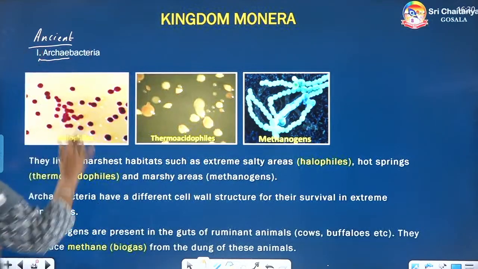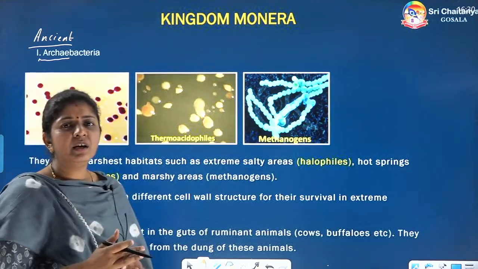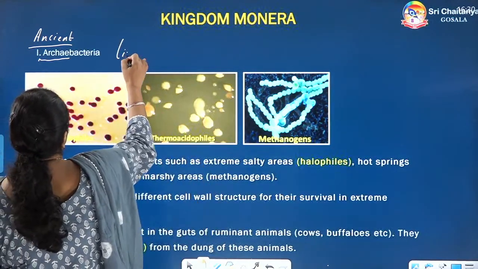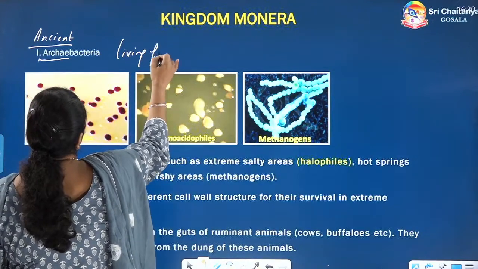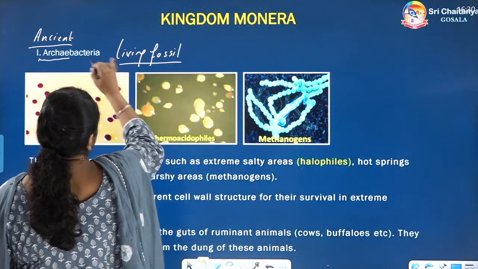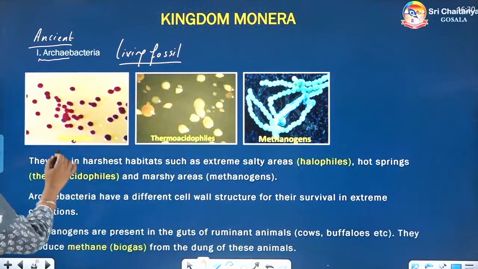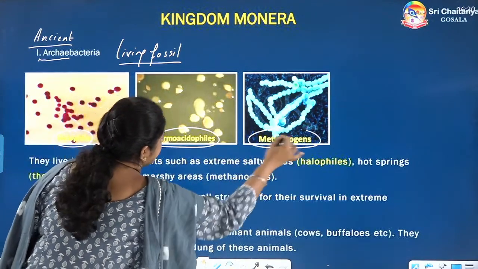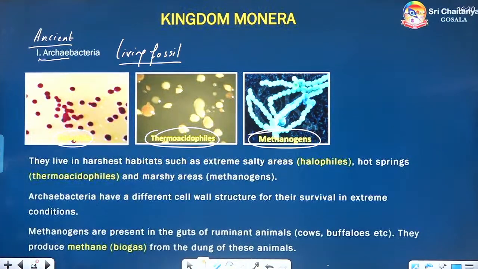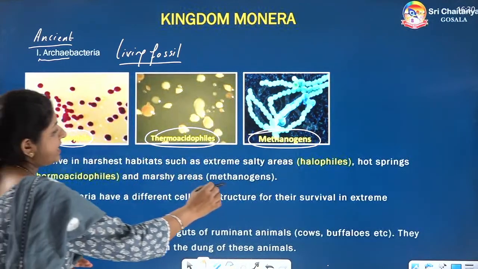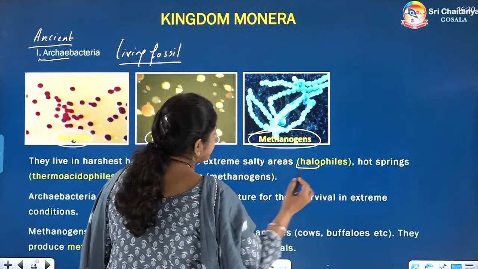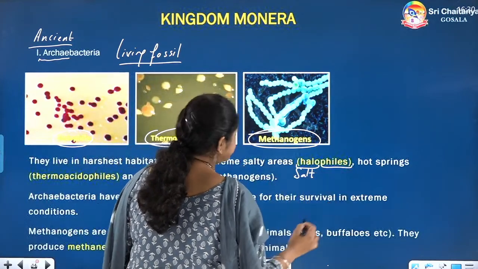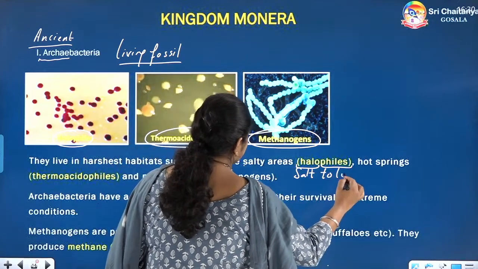This is the most primitive type of bacteria which evolved. That's why you can call it a living fossil, whose structure is still like that, and classified under what thing? Halophiles, thermoacidophiles and methanogens. Now the word halophiles, halo means what thing? Salty or salt. Philes means to love.